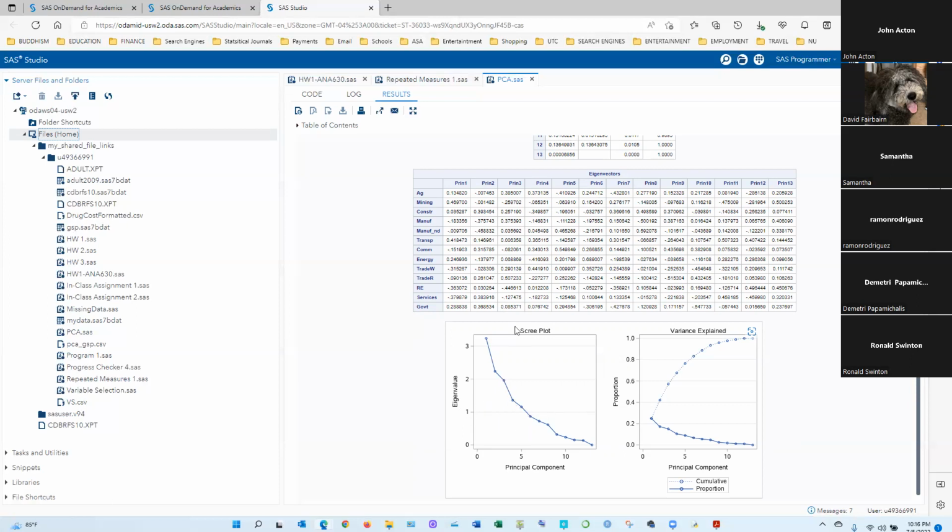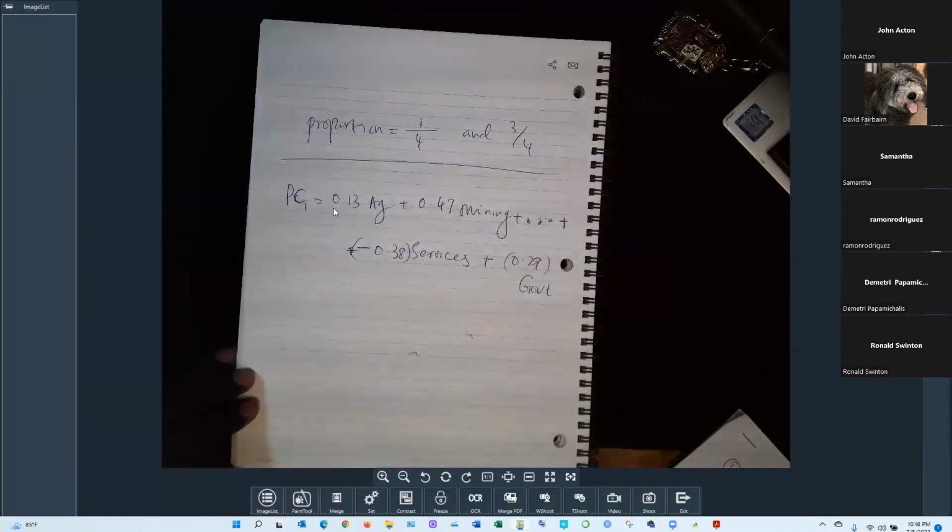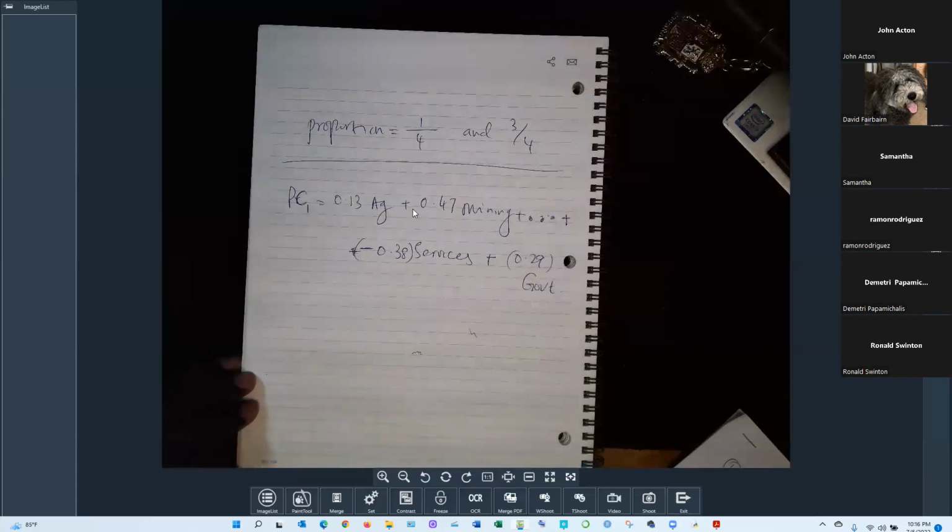You can keep 1, 2, 3, 4, 5, only these 5. Instead of working with 13 variables, now you can work with the 5 variables. That's the same thing that I'm trying to show over here. When you write it, principal component 1 is nothing but 0.13 agriculture plus 0.43 mining plus blah blah blah, negative 0.38 services plus 0.29 government. That's the same thing that we see over here.